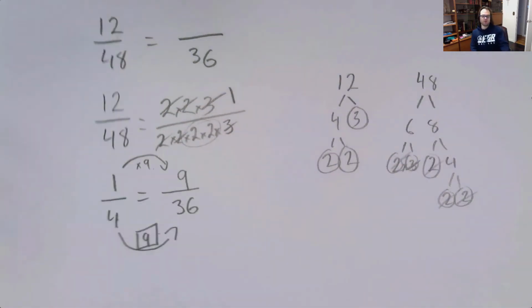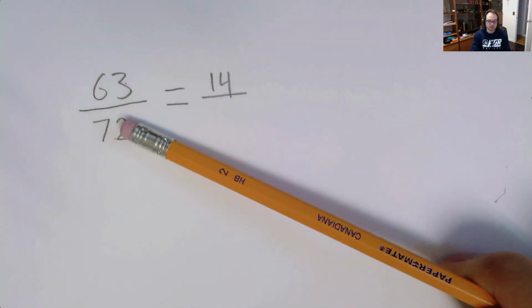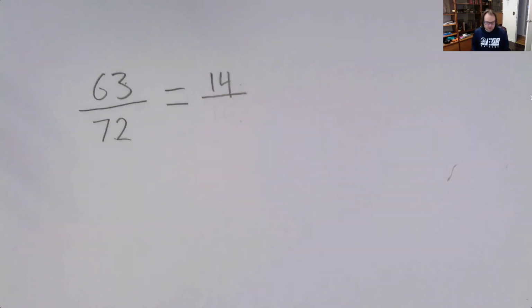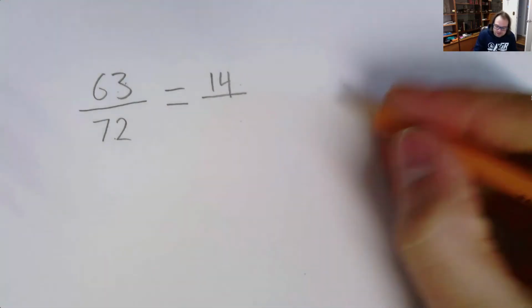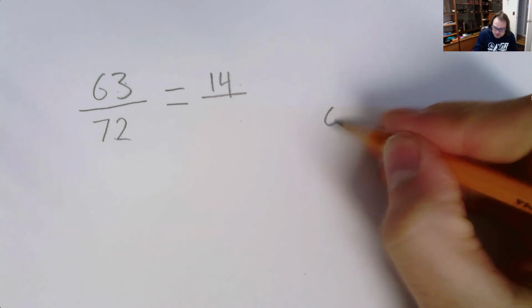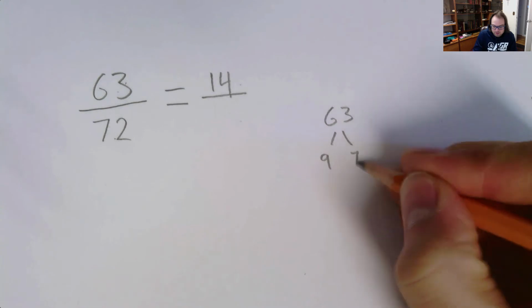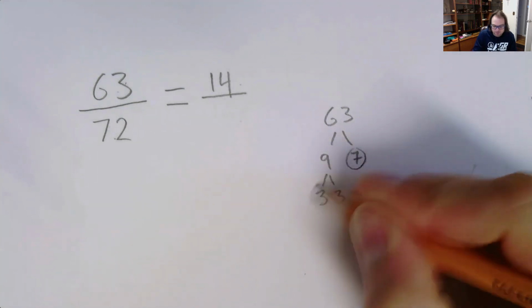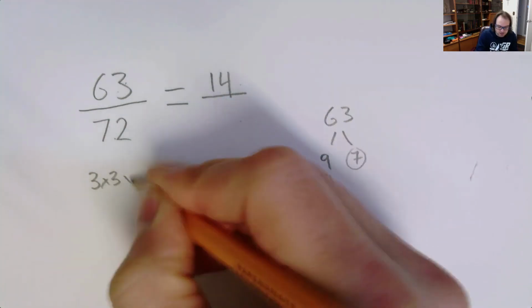Let's try another one. In my next example, I have 63 over 72 is equal to 14 over something. So let's try this again. First of all, I want to put this into the simplest fraction possible. So let's look at 63 over 72. First, 63. 63 is 9 multiplied by 7. 7 is prime. 9 can be broken down to 3 times 3. So I'm going to have 3 times 3 times 7.